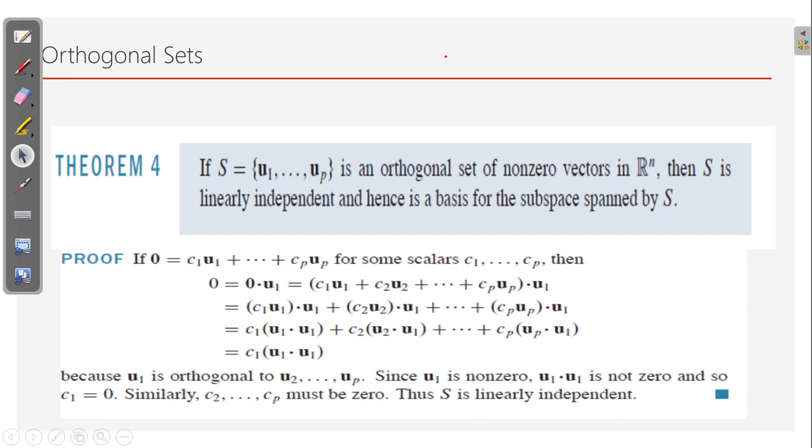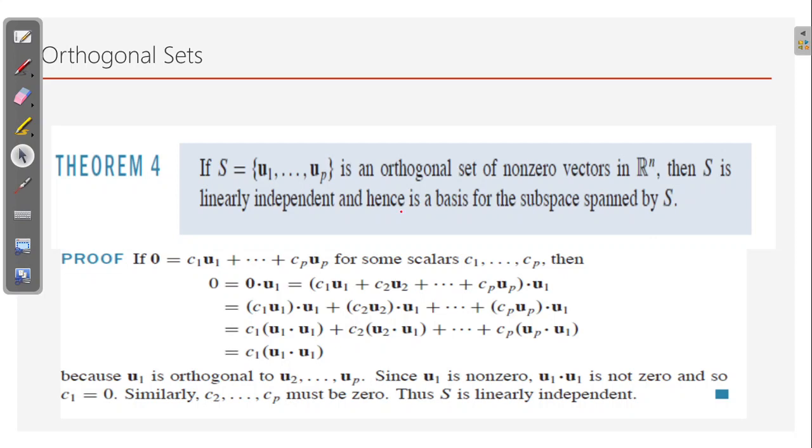Okay, now theorem number 4: if S is given as a set of vectors, S equal to u1, u2, u3, etc., up, which is an orthogonal set of non-zero vectors in Rn, then S is linearly independent and hence is a basis for the subspace spanned by it.